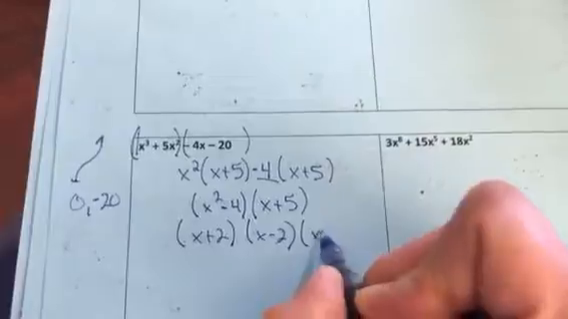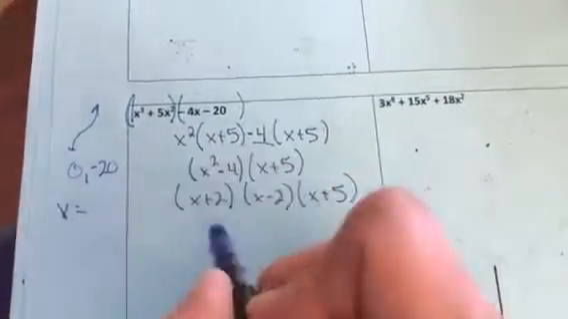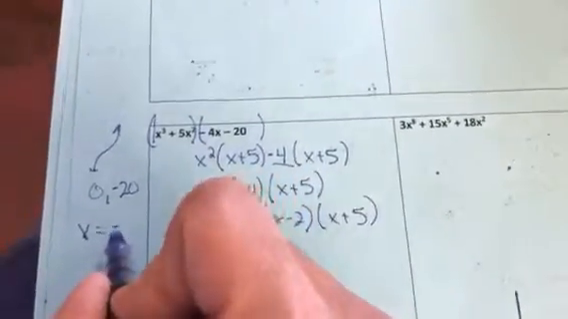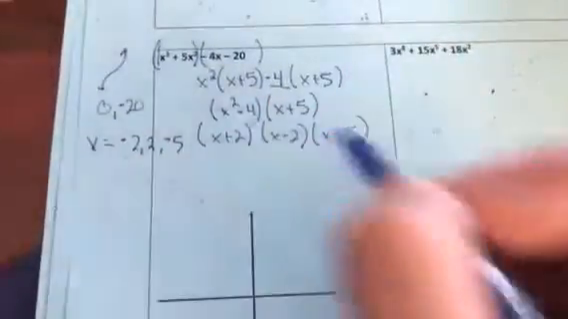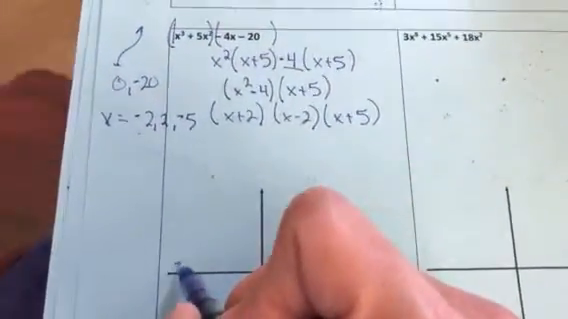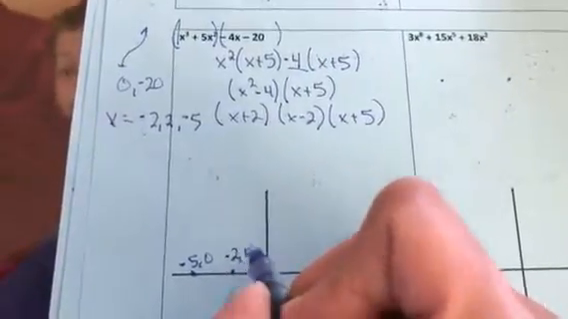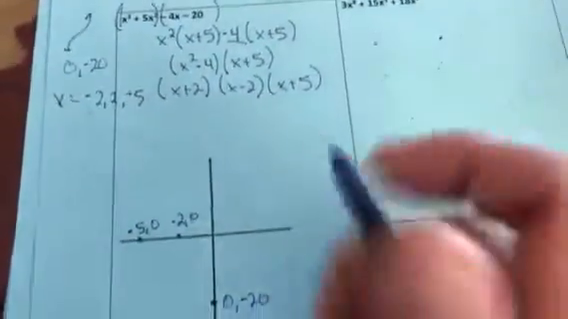And now I'm going to see where this graph crosses the x-axis. So it's going to hit the x-axis at negative 2, 2, and negative 5. So let's say over here is negative 5. Here is negative 2. And then here's the 2.